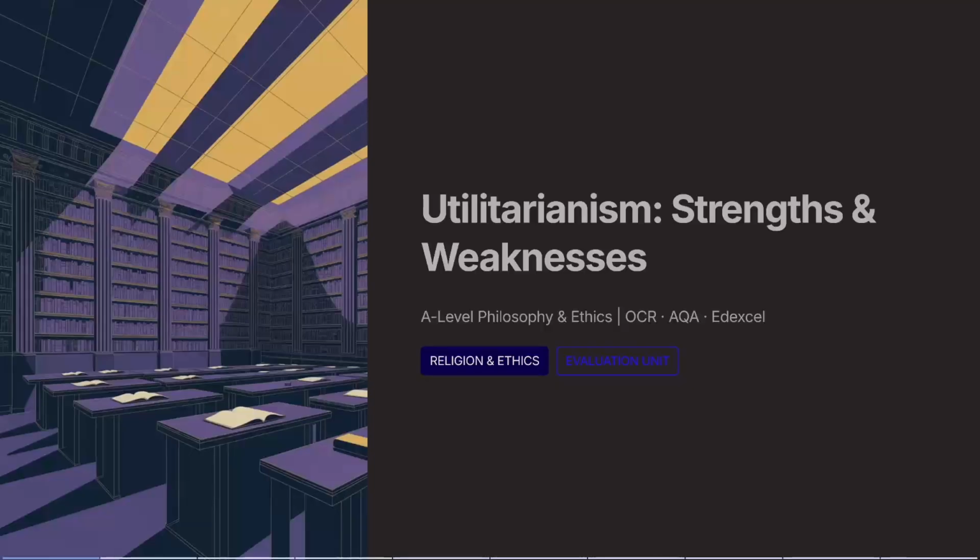So in this lecture, we'll examine the strengths and weaknesses of utilitarianism, asking whether it's ultimately a convincing approach to moral decision making. And by the end, you should not only be able to explain utilitarianism, but also evaluate it critically, which is exactly what examiners expect at A-level.